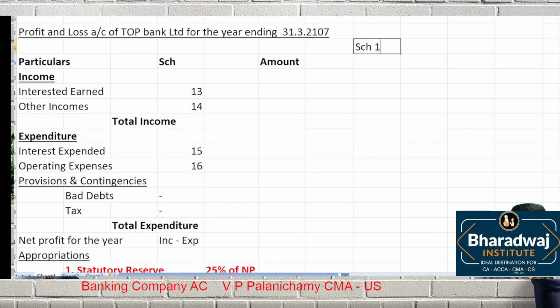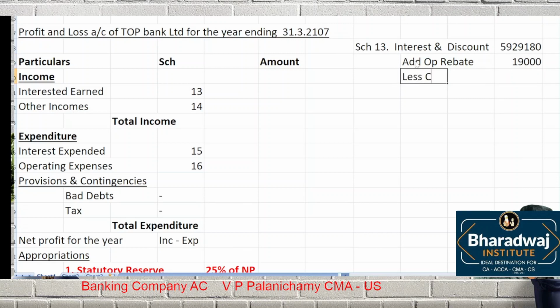Start schedule number 13. You try it first, then come to this answer. Interest and discount, you take it, add opening rebate, look at the adjustment, add opening rebate, less closing rebate given in the adjustment. What is the closing rebate? 25,000. Reduce it, you will get the net interest and discount earned, that will come in 13.